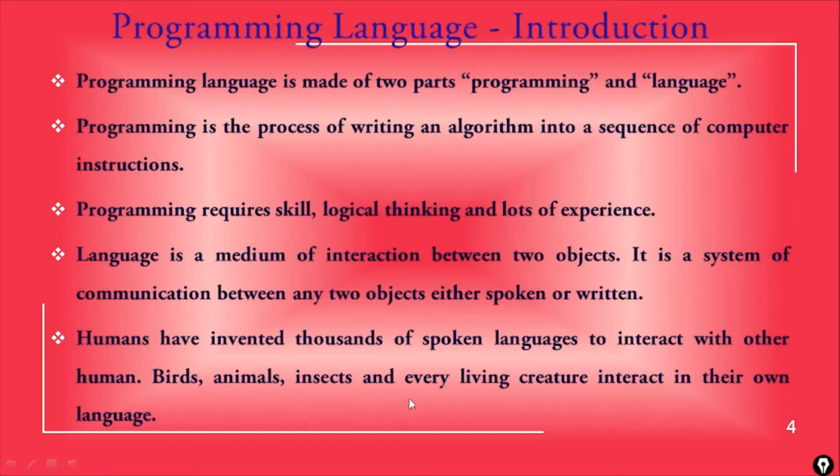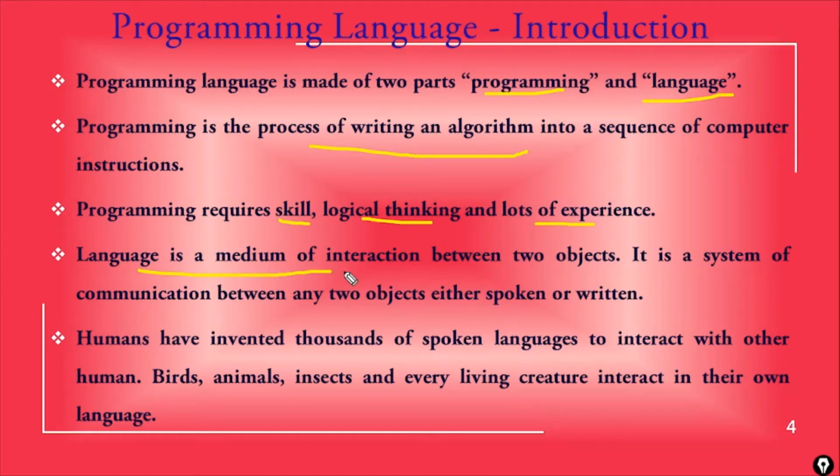What is a programming language? A programming language is made up of two parts: programming plus language. Programming is the process of writing an algorithm into a sequence of instructions, which requires skills, logical thinking and lots of experience. And generally, a language is the medium of interaction between two objects.